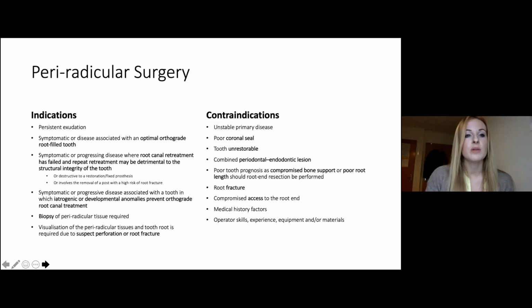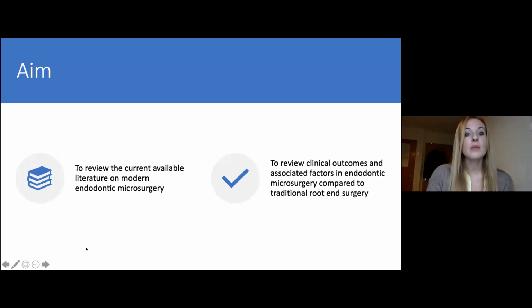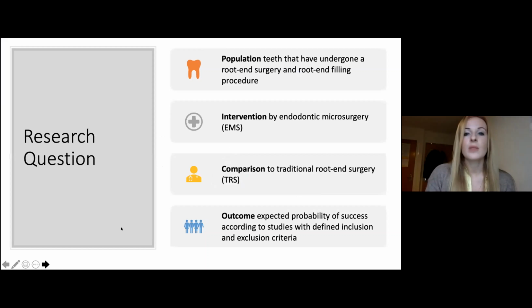preferred method of treatment. So my aim was to review the current available literature on endodontic microsurgery and to look at the outcomes and associated factors compared to that of traditional root end surgery. So this is my PICO research question. You can see I've obviously outlined the key aims within this.